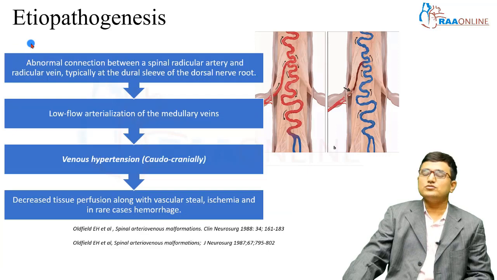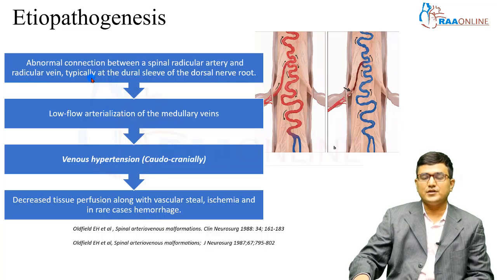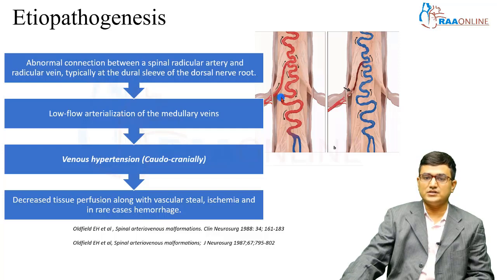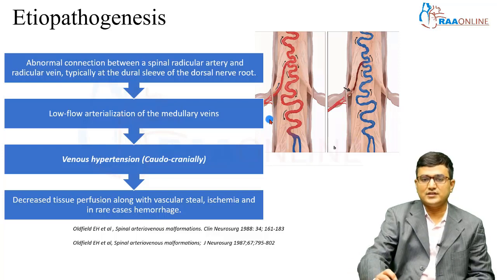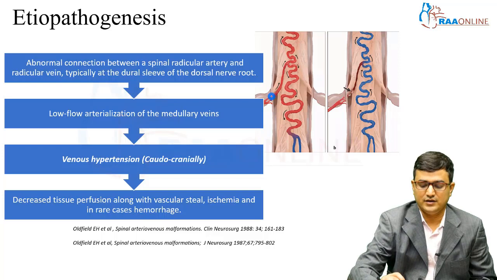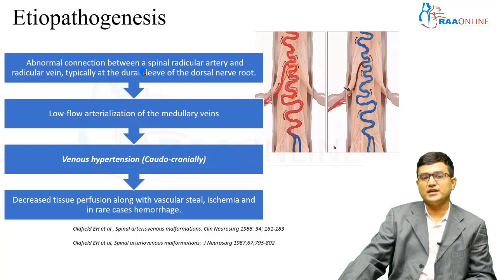So what is the etiopathogenesis of spinal dural AV fistulas? There is an abnormal connection between a spinal radicular artery and a radicular vein. Typically this is seen at the dural root sleeve of the dorsal nerve root right here. So we see that there is an abnormal communication here, and there is a reversal of flow through the vein. The vein has become arterialized, with a reversal of flow in the vein because of an abnormal connection between a spinal radicular artery and a radicular vein.